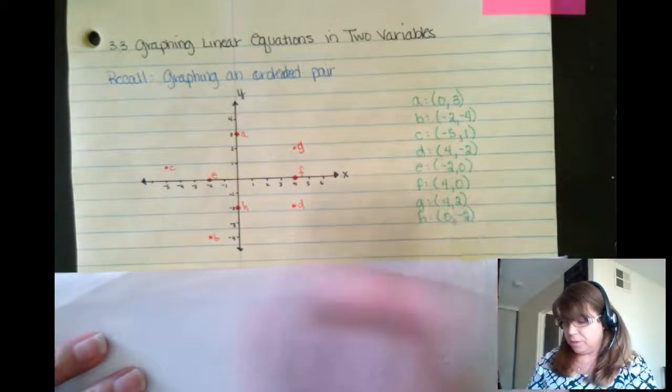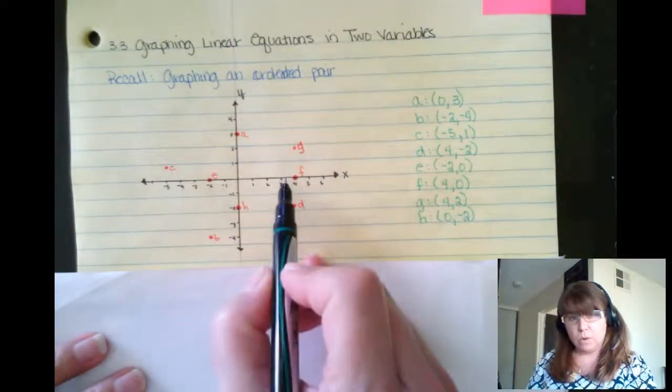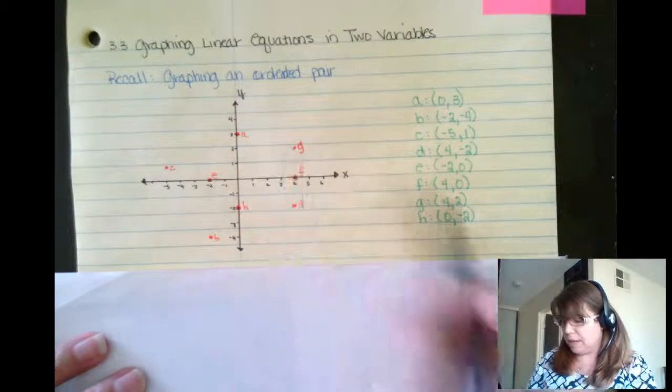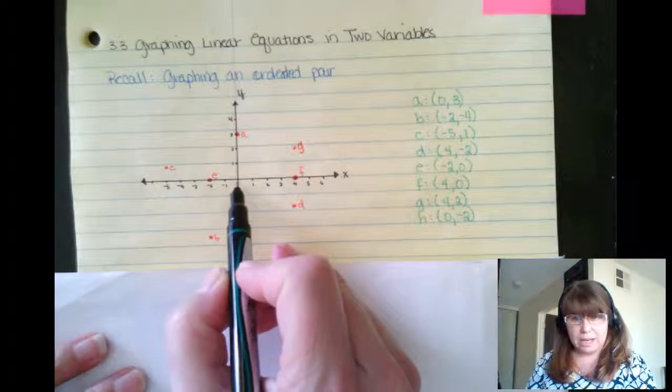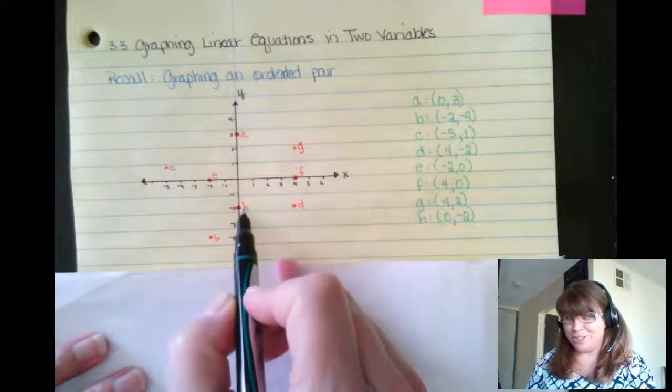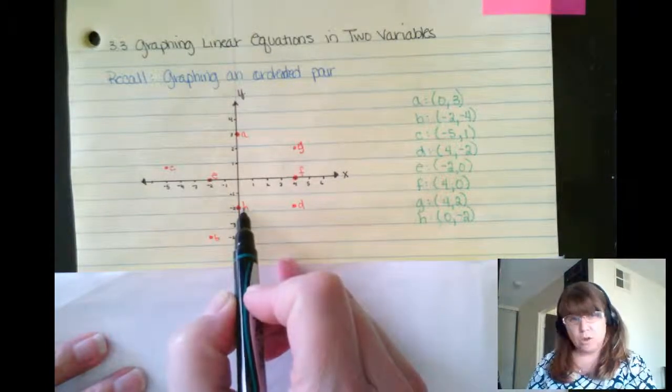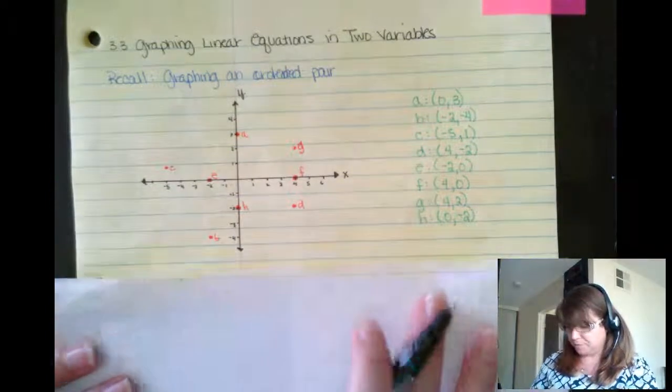G is 4, 2, so I move to the right 4 and up 2. And H is 0, -2. So again, no left or right, but I do go down 2. So that's, if you recall, graphing an ordered pair.